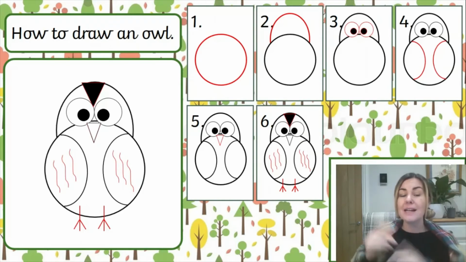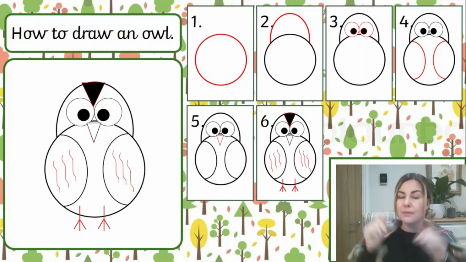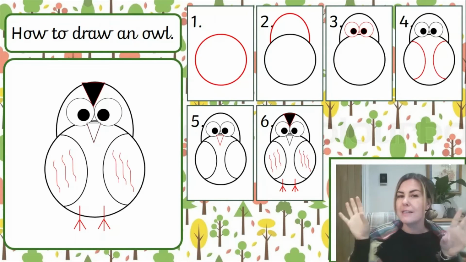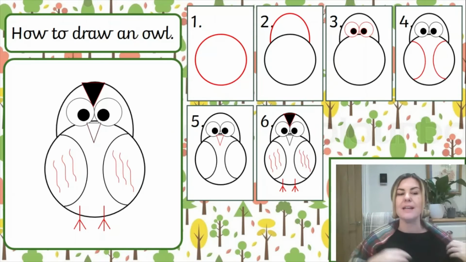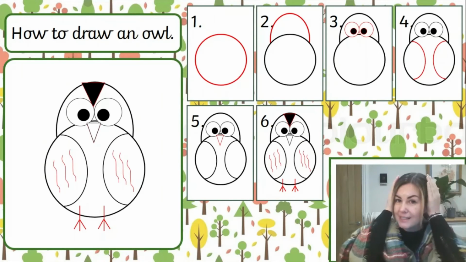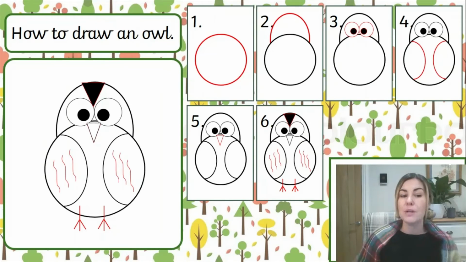If you would like to add in some ears, owls have quite small ears depending on what type of owl it is. Some owls you can really see their ears and they're actually quite furry. But some owls, their ears are really flat to their head so you don't see them. So it's up to you whether you would like to draw some ears on your owl.